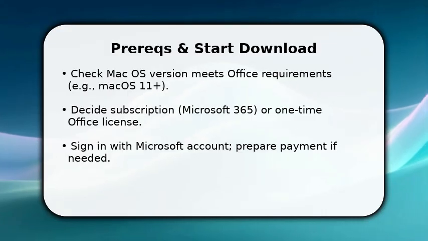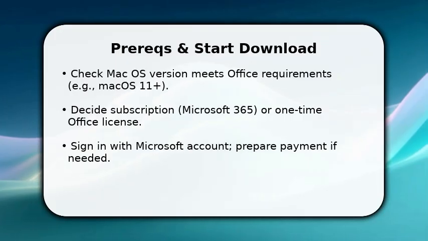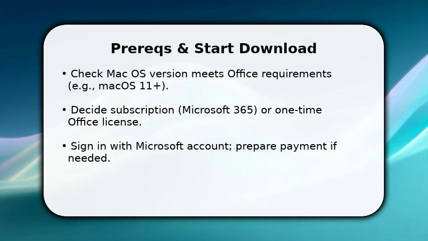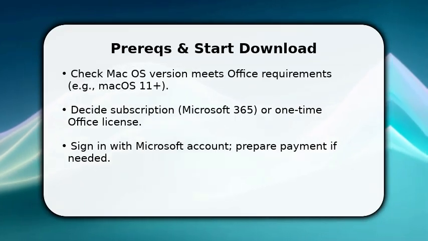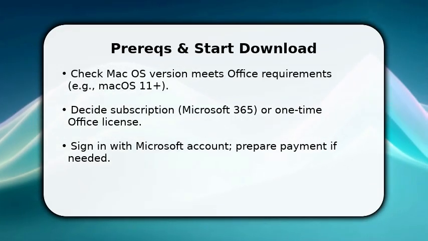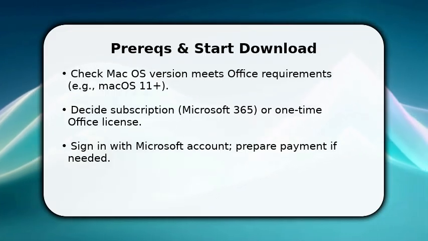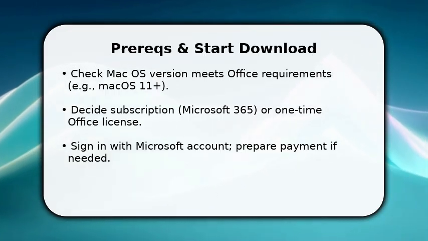You'll begin by confirming your Mac meets the minimum macOS version and you have an active Microsoft account. Once done, choose whether you'll use a Microsoft 365 subscription or buy a one-time Office license. That determines the download link and activation flow.